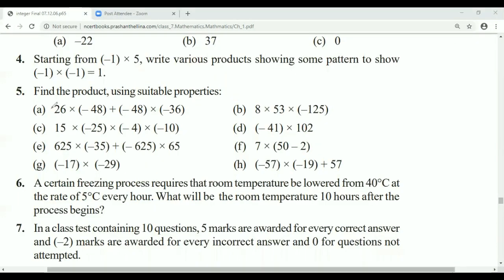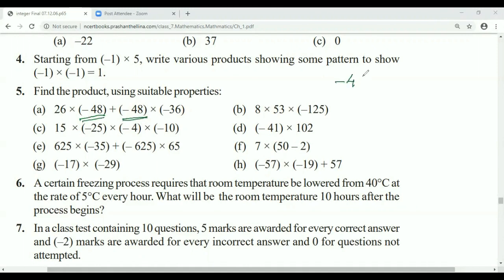Now listen to question number 5. Find the product using suitable properties. Let's understand what property is used here and how to solve this. 26 into negative 48 plus negative 48 into 36. You can see the same number, negative 48, here and there. That means negative 48 is distributed over the numbers 26 and negative 36, so we can take this common number, negative 48, outside a bracket.